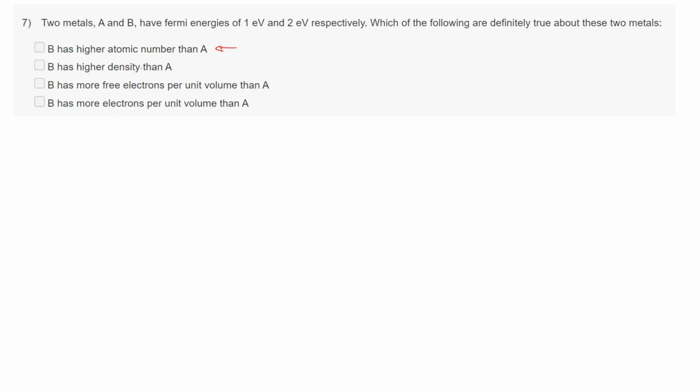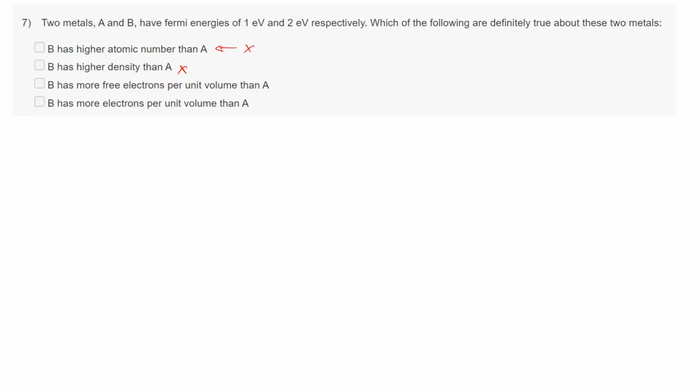So B has higher density than A. So this is wrong. The density also further depends on the atomic arrangement, not the atomic number itself. Okay, so this also we cannot say.